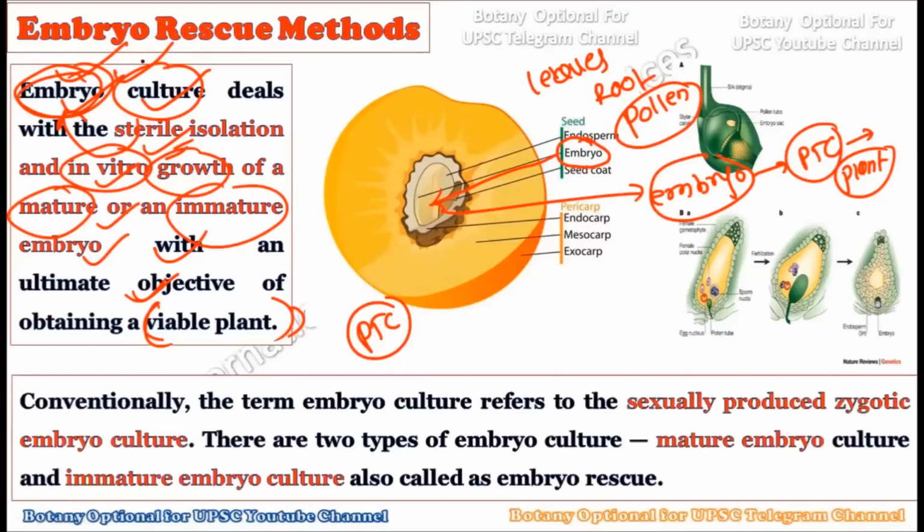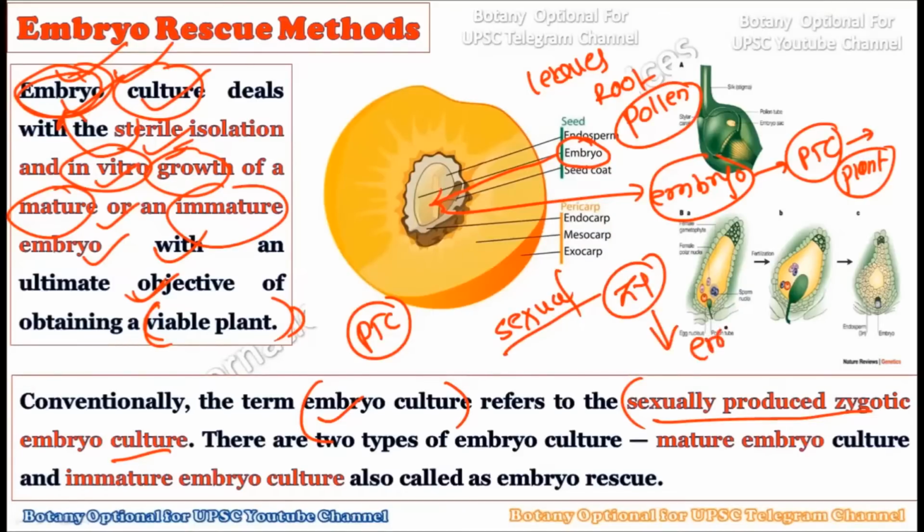Now, conventionally, the term embryo culture refers to sexually produced zygotic embryo culture. Why? Because after sexual reproduction there will be the formation of a zygote, and after the formation of the zygote there will be the formation of an embryo, and hence we call it sexually produced zygotic embryo culture. Without sexual reproduction there will not be any zygote, and without a zygote there will not be any embryo, and that is why we conventionally call this technique sexually produced zygotic embryo culture.